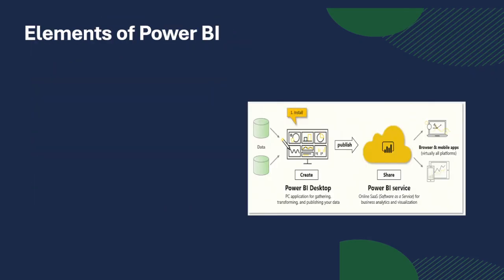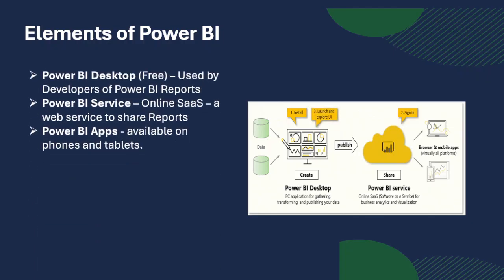So, elements of Power BI. What are the elements of Power BI? Power BI Desktop is free to use and is used by developers of Power BI reports. You can make visualizations like this, as you can see from here. When you publish from Power BI Desktop, it goes to your cloud server, and the service platform can be used by the managers of your company, who will get all the information. Power BI Online is a SaaS web service to share reports.